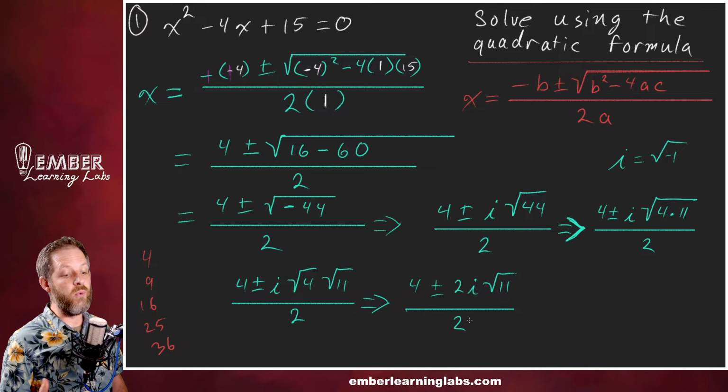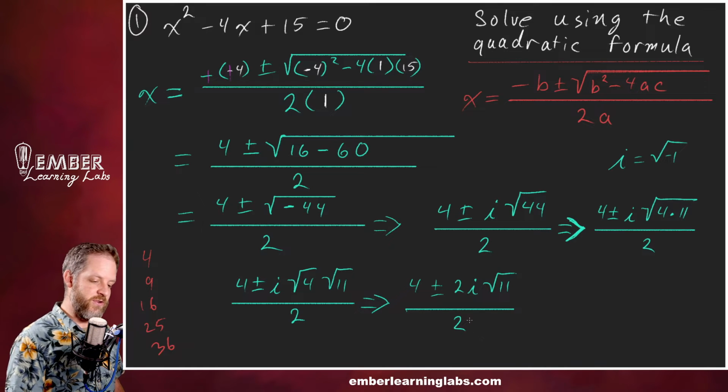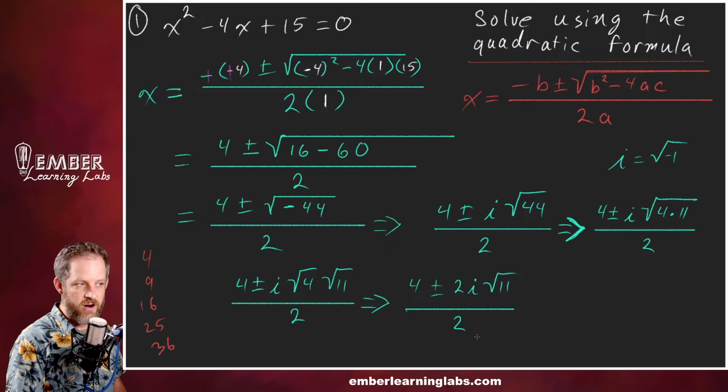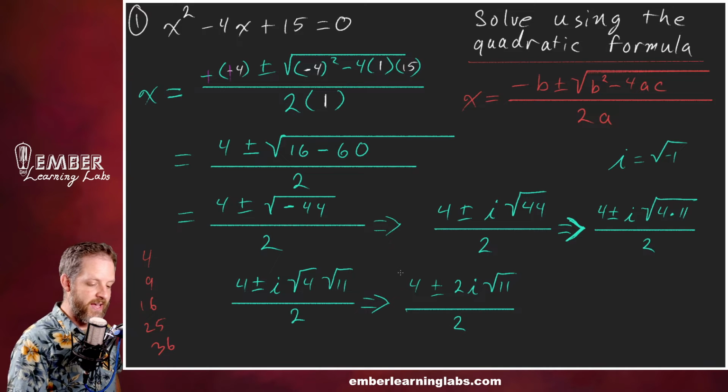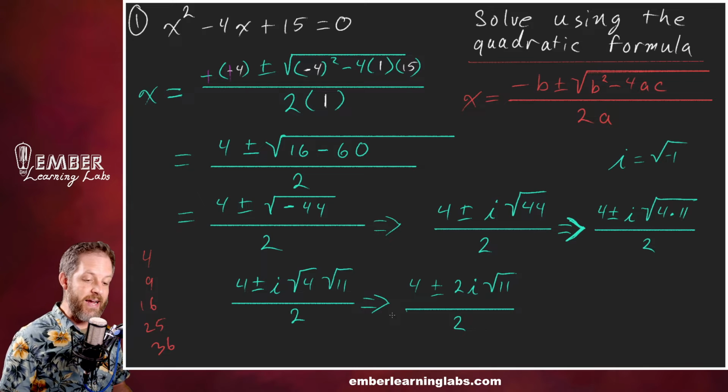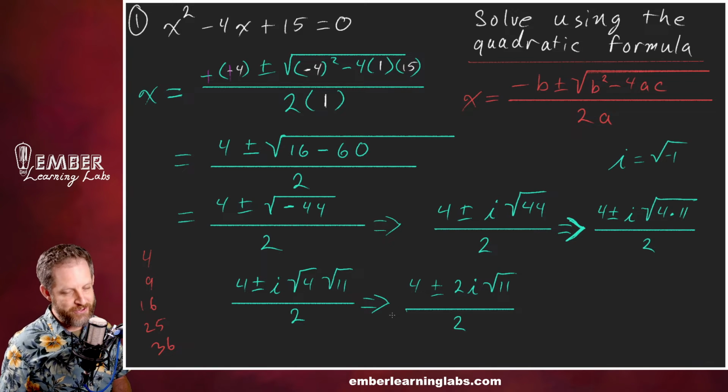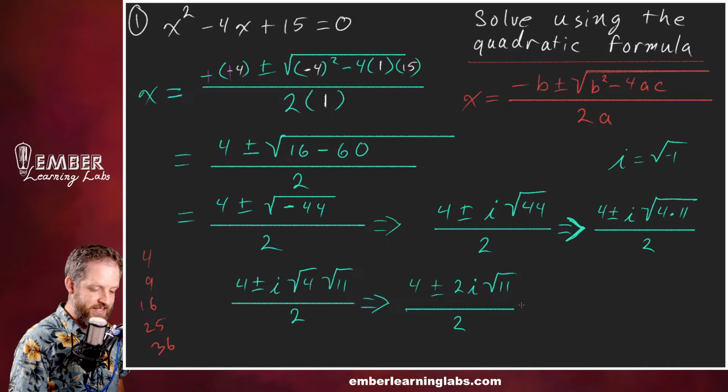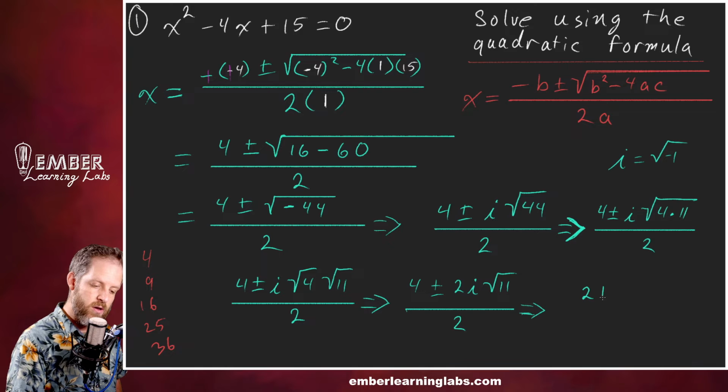But we can go one step further, because you notice that for each one of these terms, and it has to be all of them, if it was just these front 2 or just these back 2, then we couldn't do this. But because every single term is divisible by 2, we can reduce by 2. So our last step, giving us the final answer, is 2 plus or minus i times the square root of 11.